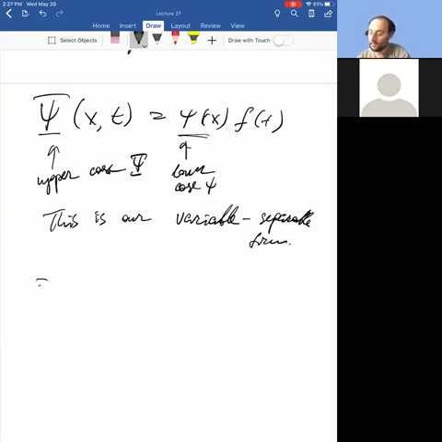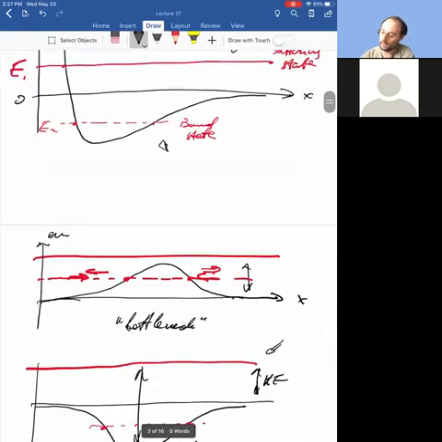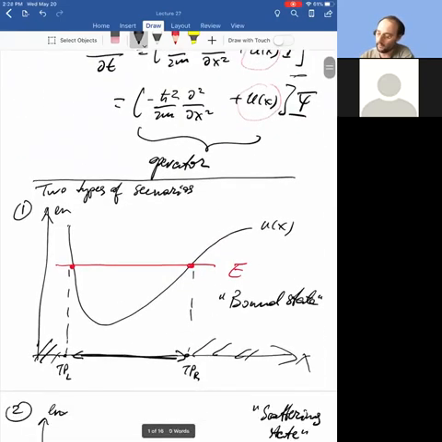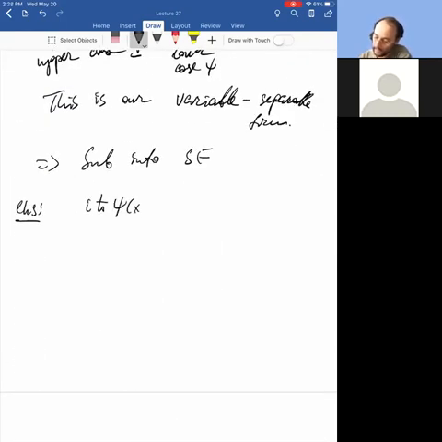Okay, now we're going to substitute into the Schrodinger equation. On the left-hand side, I'm going to do the two sides separately. You have i h bar times the time derivative. The time derivative doesn't affect the spatial part, but it does affect the time part, f. That's the left-hand side, and then the right-hand side.